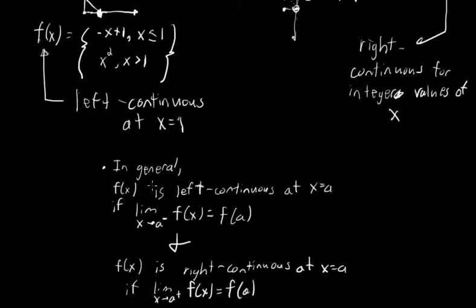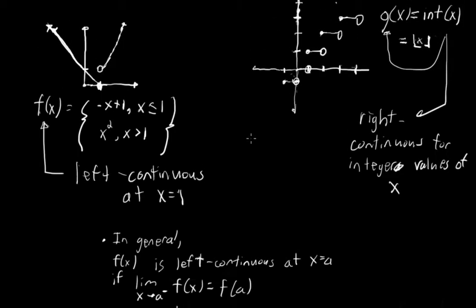So in general, a function f of x can be described as left continuous at x equals a if the limit coming in from the left, the limit as x approaches a from the left of f of x, is equal to the function value, so is equal to f of a. And it can be described as right continuous at x equals a if the limit as x approaches a from the right of f of x is equal to the function value f of a.